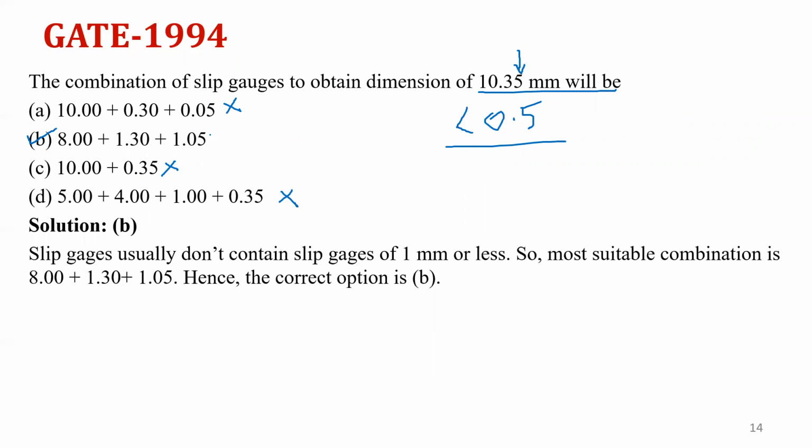1.05, one slip gauge. The remaining dimension 10.2, 9.3. 1.05 slip gauge is over, 9.3, then 8 mm slip gauge 1 and 1.3 mm slip gauge another one.